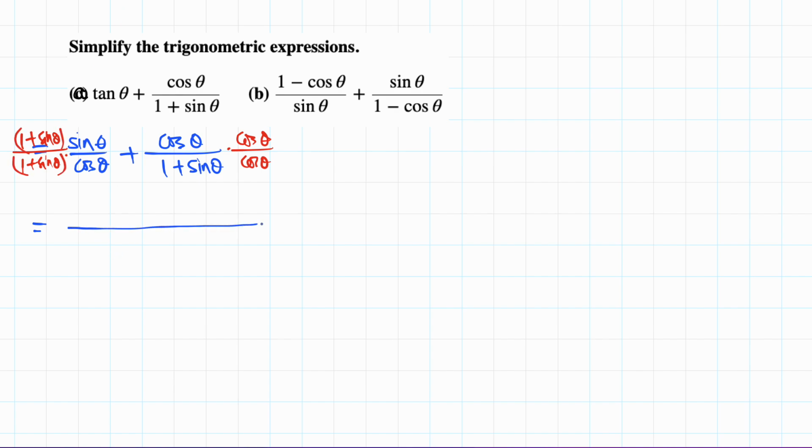Then we got the common denominator of quantity 1 plus sine theta times cosine theta. On the top I got quantity 1 plus sine theta times sine theta plus cosine times cosine. Oh, I can multiply cosine times cosine: cosine theta, two copies, but we write cosine square theta. Here it's 1 plus sine theta times sine theta, so we need to distribute.